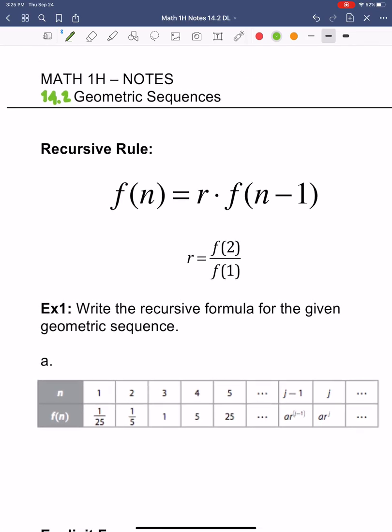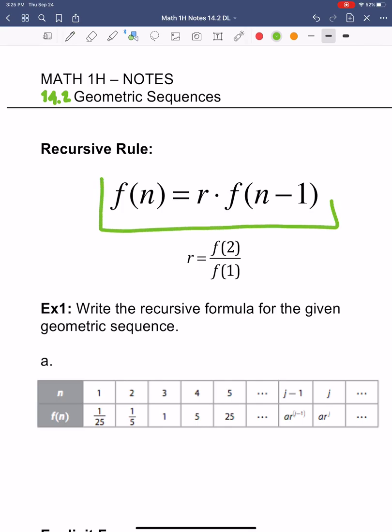So we talked a little bit about geometric sequences in the last video. This is going to be sequences where we have a common multiplier, a common ratio, so we're multiplying by the same number over and over and over again. And we've got two different types of rules to define these sequences. The first one is the recursive rule, and we've got that listed here, and we saw this in the last video as well.